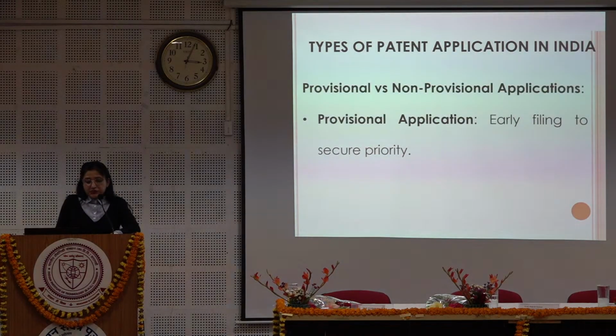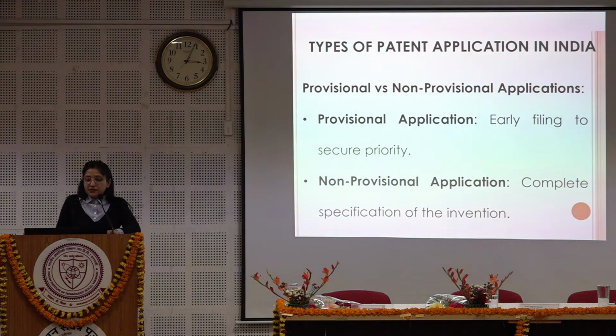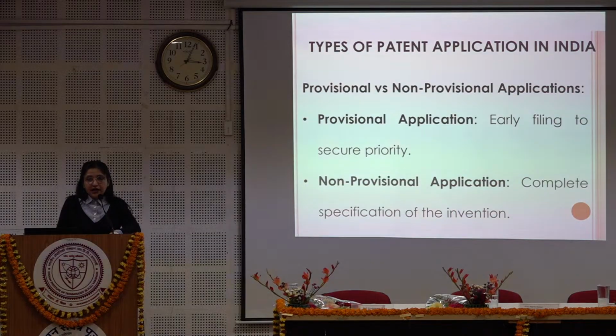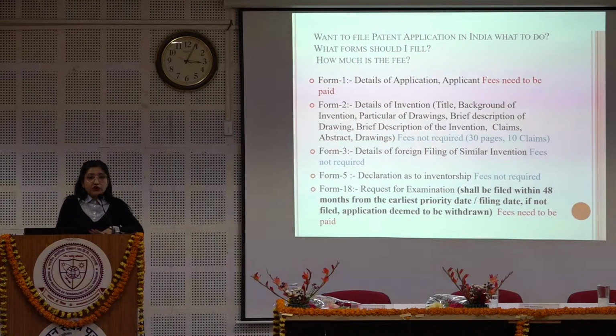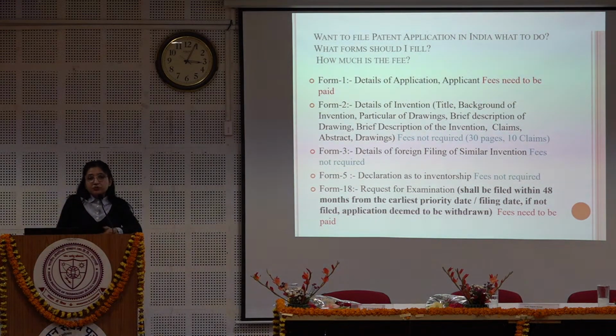As I told you, there is a provisional application, which is early filing, just securing the priority, and then there is a complete specification having all the details related to your patent. What all are the forms? Because with the patent application, it's not just the complete specification, which we also call Form 2, that needs to be submitted. There are other forms also which need to be submitted to the Patent Office.